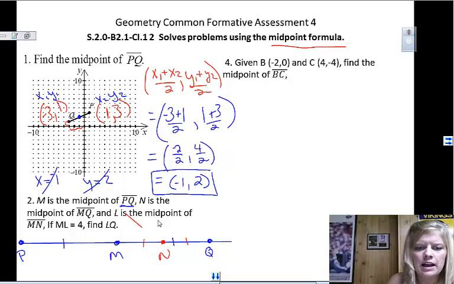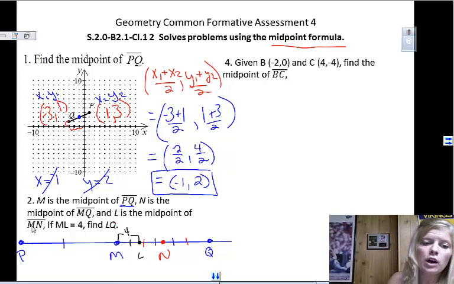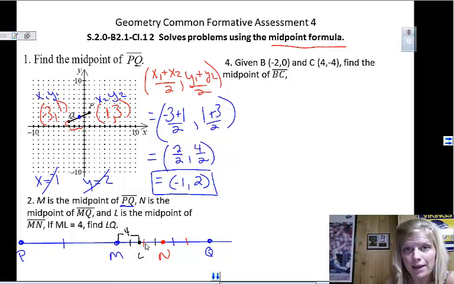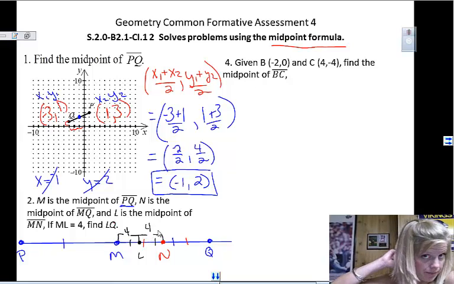And then it said L, there we go. L is the midpoint of MN. So L would be, not saying right about there, pretty darn close. And ML and LN are equal. Label what we know. Measurement of ML is 4. So from here to here, that is 4. Well, we also know that L is the midpoint of MN. So if LM is 4, what is LN? Ding, ding, ding. 4. Okay.